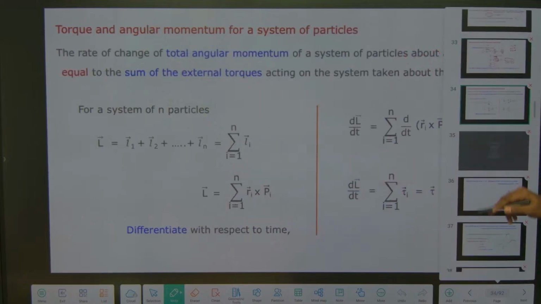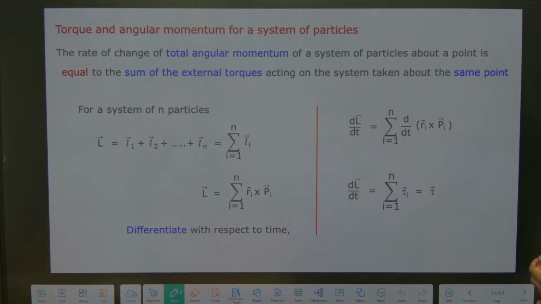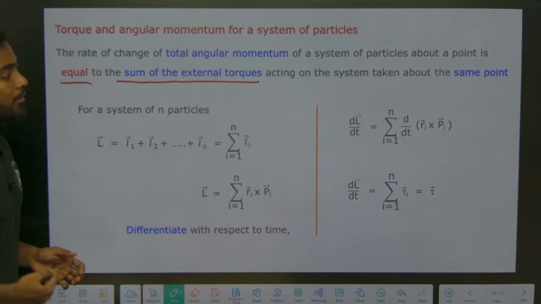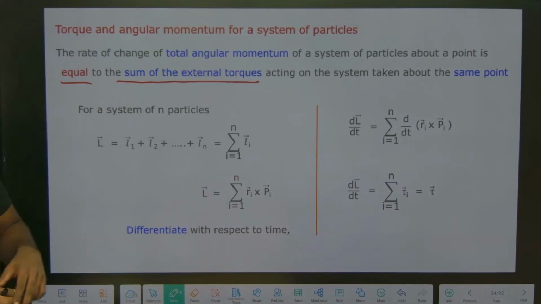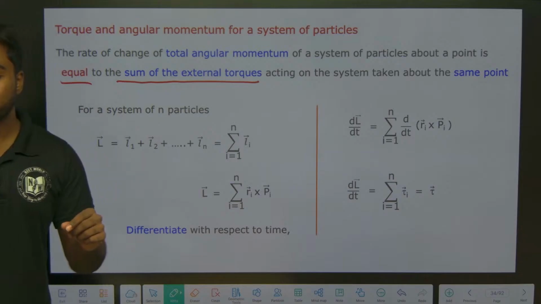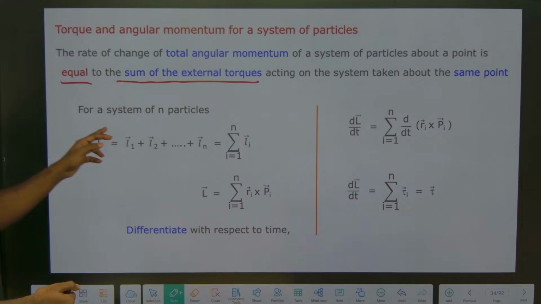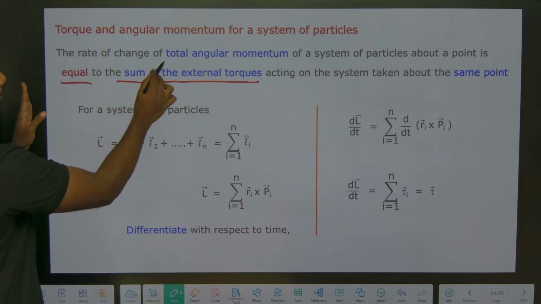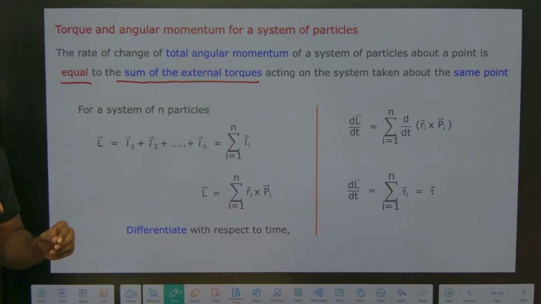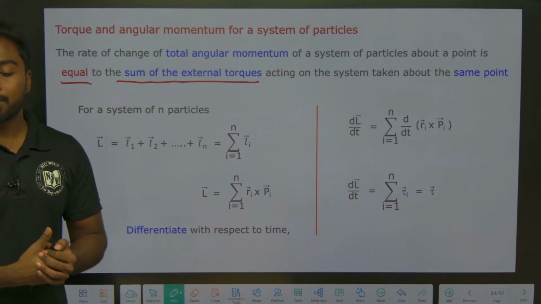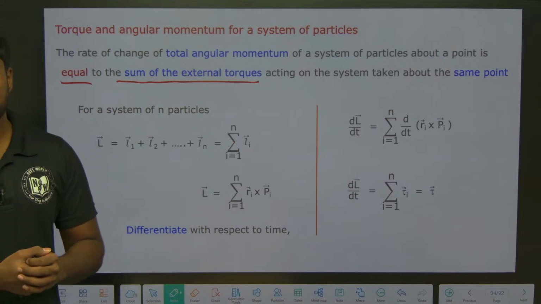So the rate of change of total angular momentum of a system of particles about a point is equal to the sum of external torques acting on the system taken about the same point. Now we have talked about it: the rate of change of angular momentum is nothing but torque. So here the rate of change of total angular momentum, with each particle clubbed together, will be equal to the sum of the torques acting on each particle.